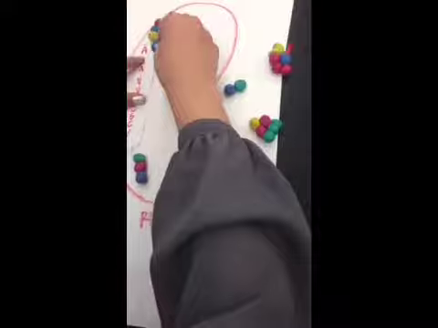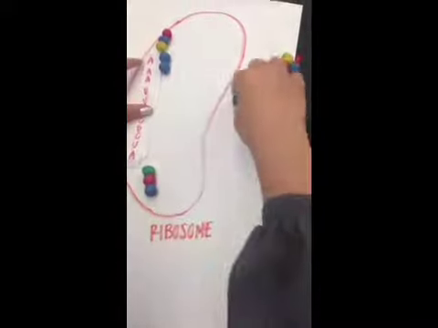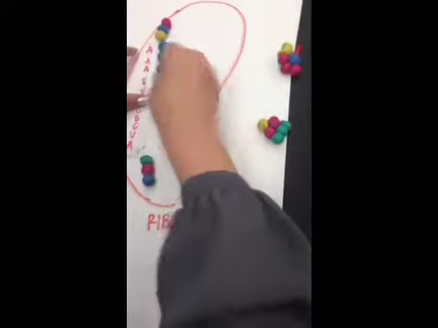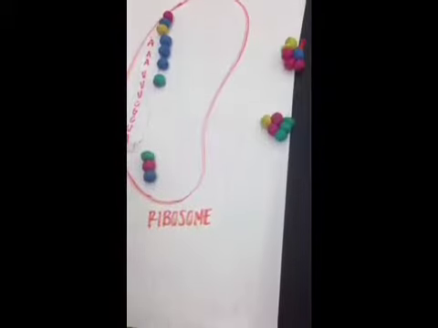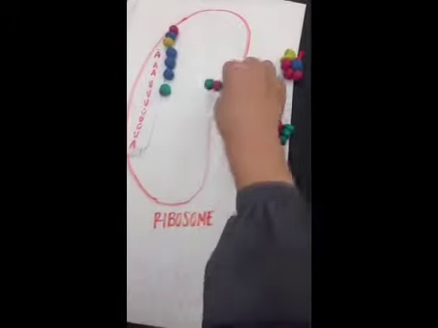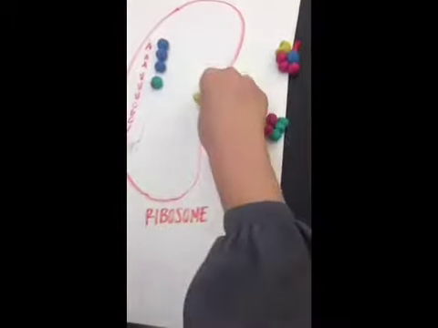Some tRNA molecules can bind to two or more different codons. For example, codons UCU, UCC, UCA, and UCG all code for a single amino acid, serine.